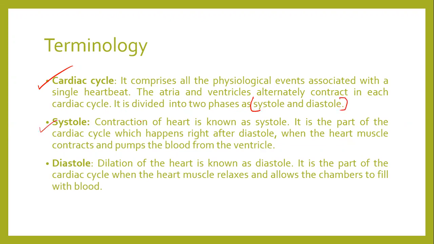So what is systole? It is for the ones who don't know about it yet. The definition of systole is contraction of the heart. It is the part of the cardiac cycle which happens right after diastole, when the heart muscle contracts and pumps the blood from the ventricles. So what is diastole? It is dilation of the heart, the part of the cardiac cycle when the heart muscle relaxes and allows the chambers to fill with blood.